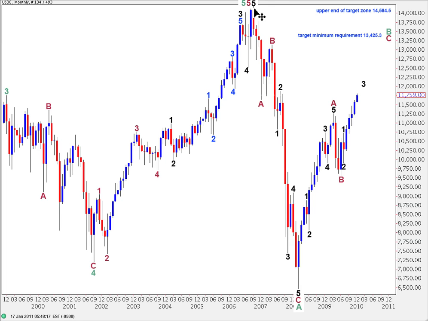In actual fact, the most common type of flat correction is an expanded flat, which requires wave B to be a 105% correction of A. So for that reason, the upper end of the target zone is 14,584. And that's where wave B will reach 105% the length of A. So that's actually a highly likely point for the Dow to reach, which would see it reaching new highs before turning around and plummeting downwards for a C wave.